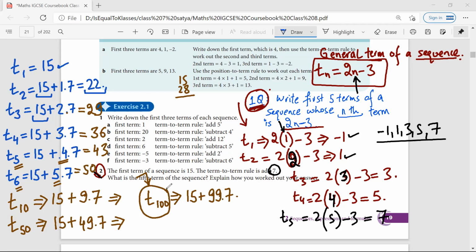So for example, if I use my usual method, if I don't use this formula, then if I have to write the 100th term, I will need to write 99 terms, add 7 99 times, and then I'll have to find the 100th term. But this formula basically gives me a shortcut. And now can you write down a formula?